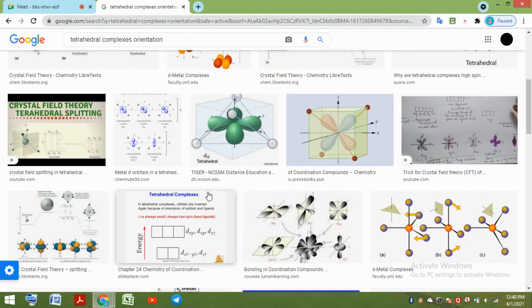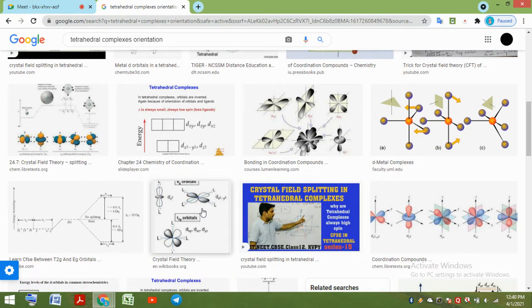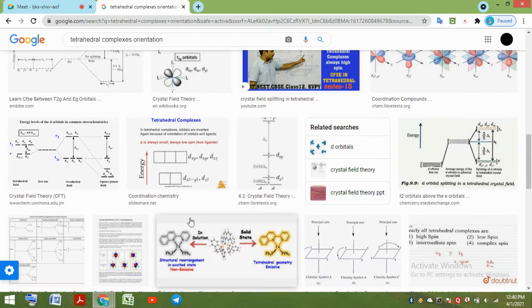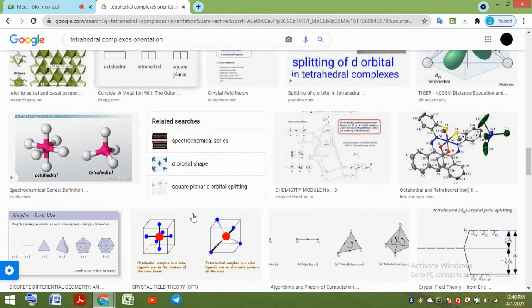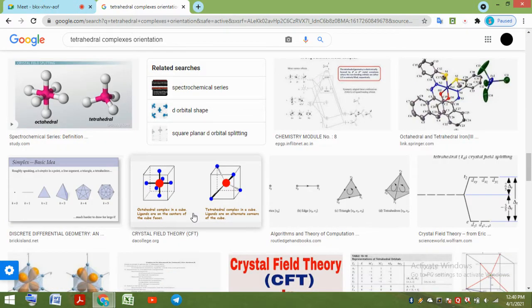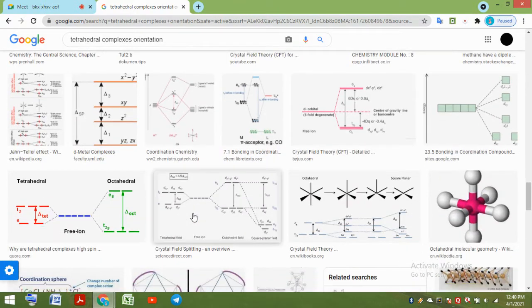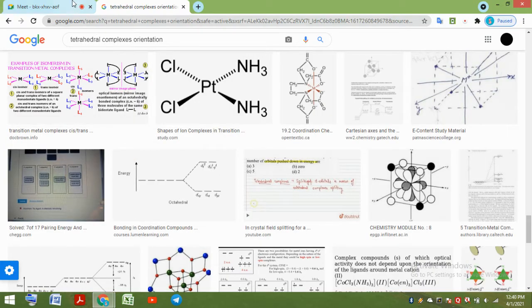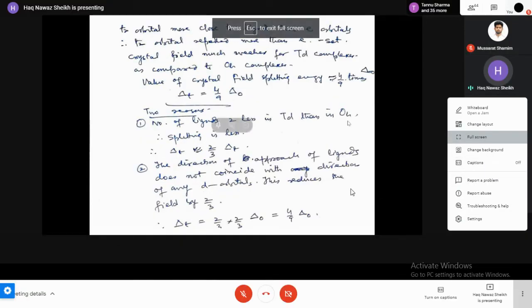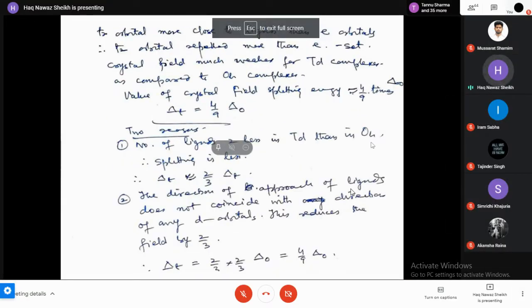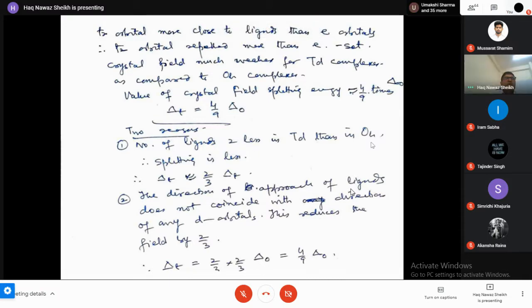Now, T2 orbital. The symbols used here are T2 and E, because a center of symmetry is not present in the tetrahedron. Therefore, the symbol g is omitted. We write T2g in the octahedron, and here in the tetrahedron, we write only T2. T2 orbitals are repelled more than the E set. Crystal field splitting is much weaker for tetrahedron complexes as compared to octahedron complexes. The value of the crystal field splitting is 4/9 times this.